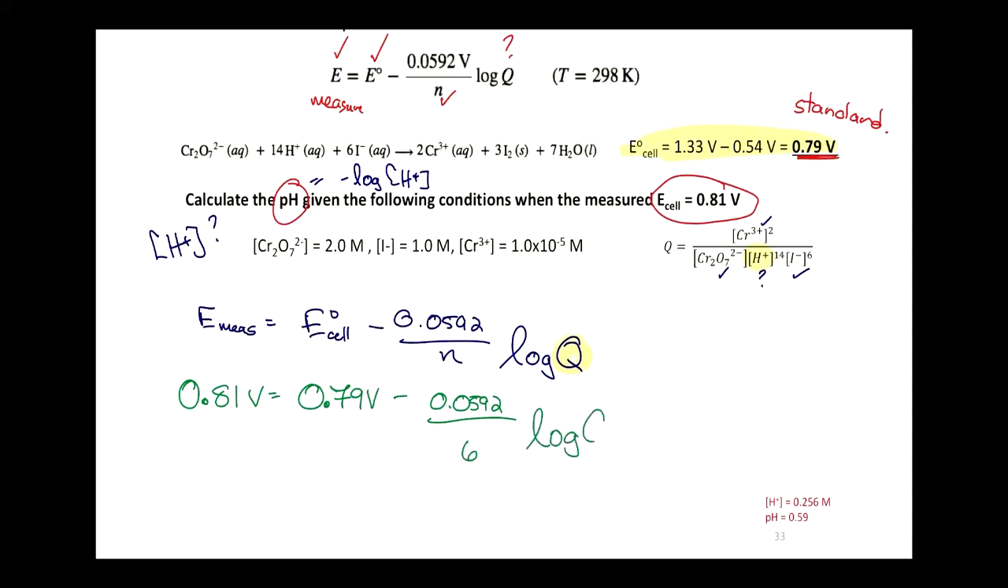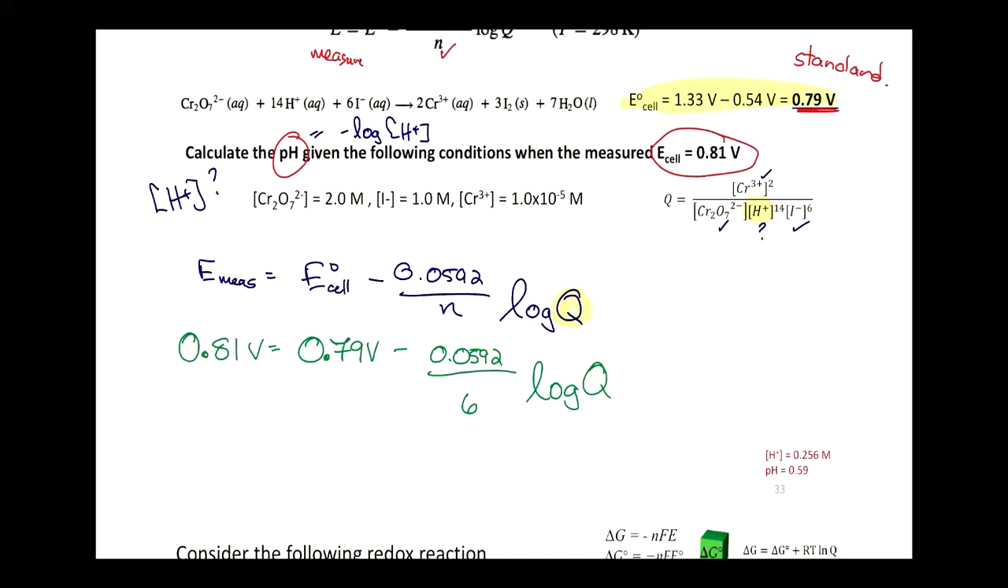Log of Q. All right, I'm just going to solve for Q and then put the concentrations in to make it easier for me. So if you do some subtraction and moving around, I think you get positive 0.02 volts equals positive 0.0592 over 6 log of Q. So I subtracted this over there. Oh wait, no, that negative is still there. Yes, that negative is still right there.